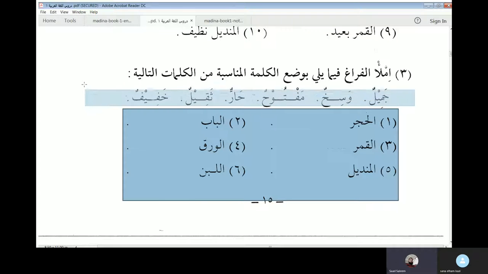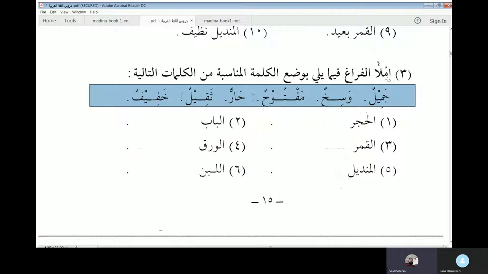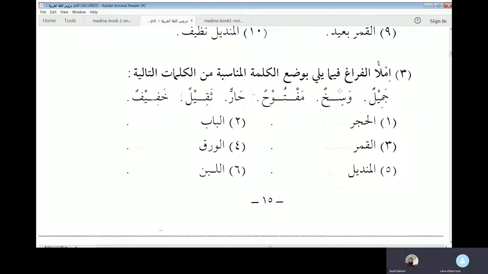By putting al kalima, the word, al munasiba, appropriate, min, from, al kalimat, the words, attaliya, following. So he's asking you to fill these blanks using these words. Fill the following blanks by putting appropriate word from the following words. Okay. So imla is fill. Imla il farag.